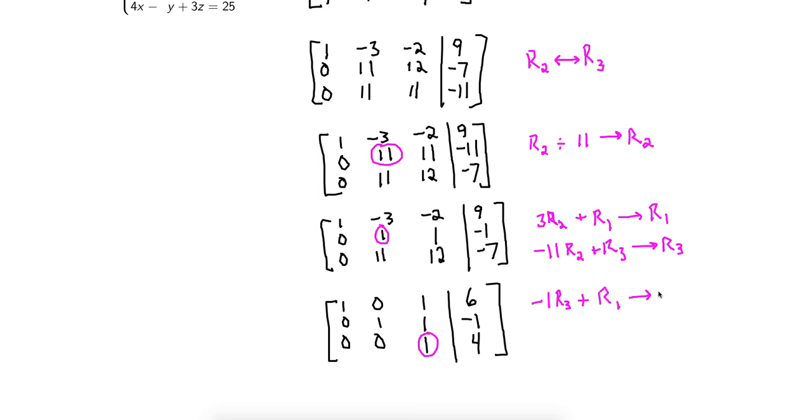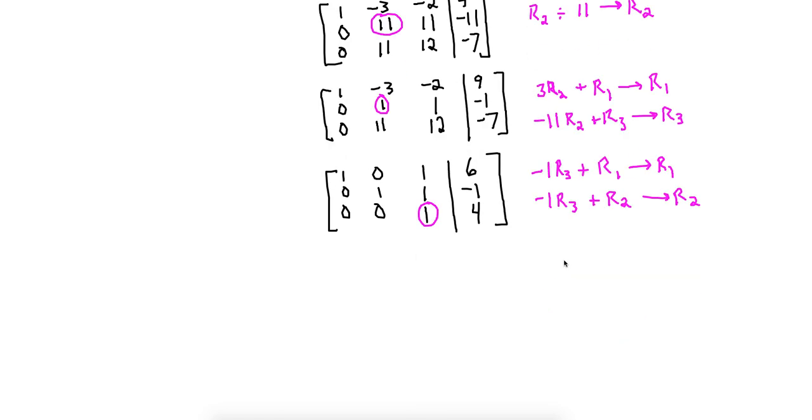That'll be our new row number 1. Same thing with this one. This is a 1, so the opposite of that is -1 times row number 3 plus row number 2, and that's going to be our new row number 2. All right, so almost done, getting real close.